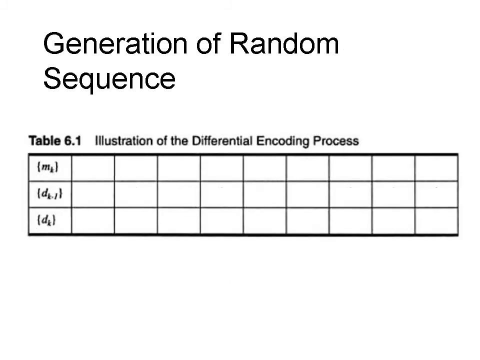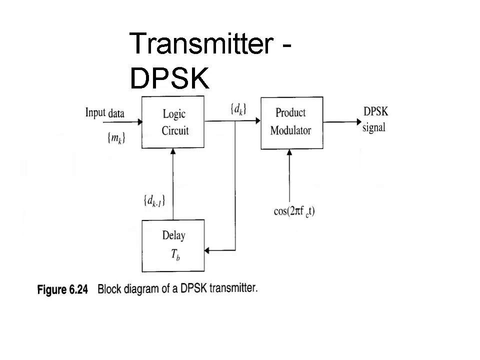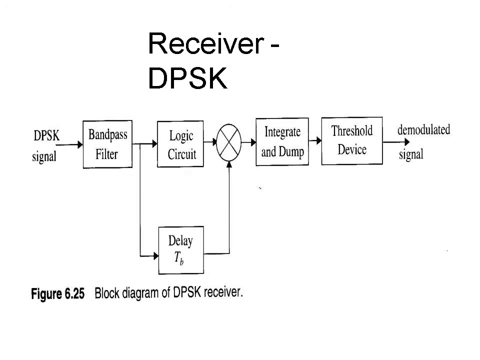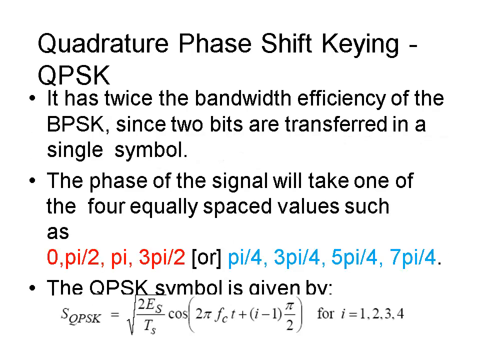So this is the generation of a random sequence, which will illustrate the differential encoding process. So here the transmitter diagram is represented. This is the DPSK receiver, which will use the bandpass filter, integrate and dump, threshold device and logic circuit, etc.